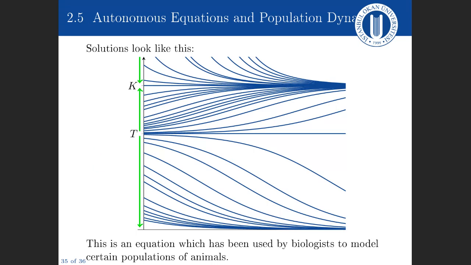And solutions look like this. Just with the information on the previous slides, you could now sketch the solutions. This is an equation which actually has been used by biologists to model the populations of some animals. Some animals have K, an ideal population size. If there's too many animals, there's not enough food, the number decreases. If the number of animals is a little bit less than K, then the animals will breed and that number will increase to K.